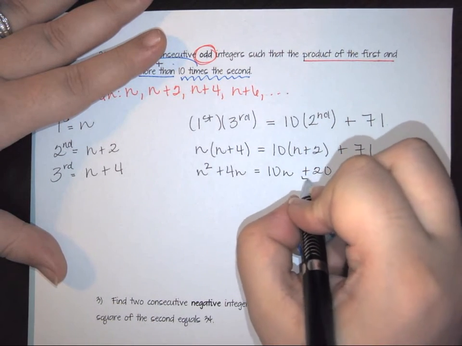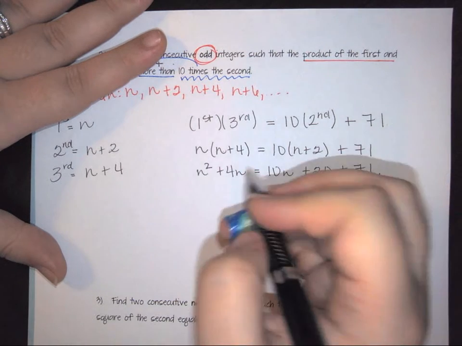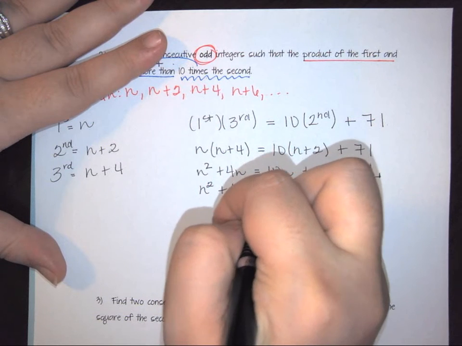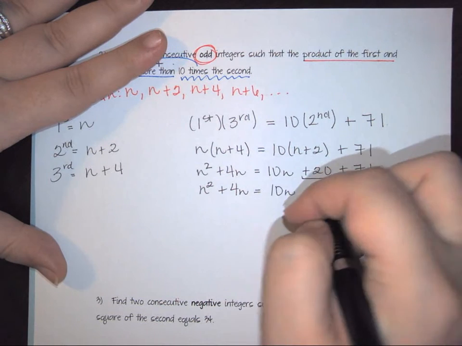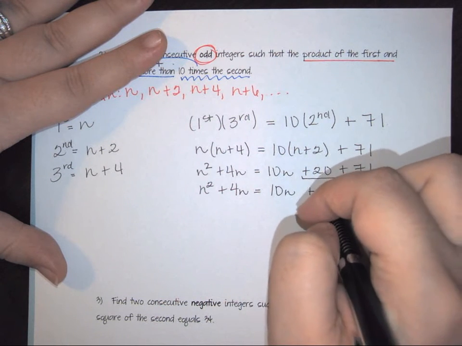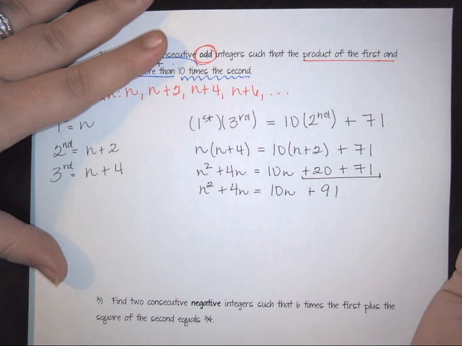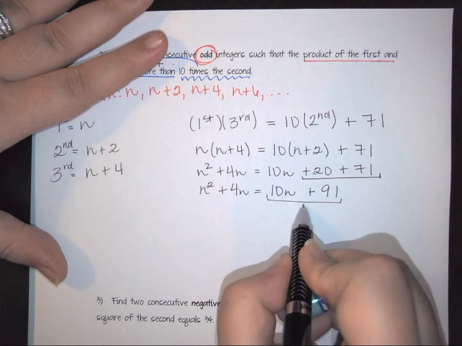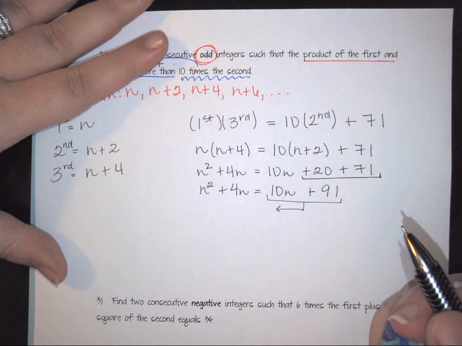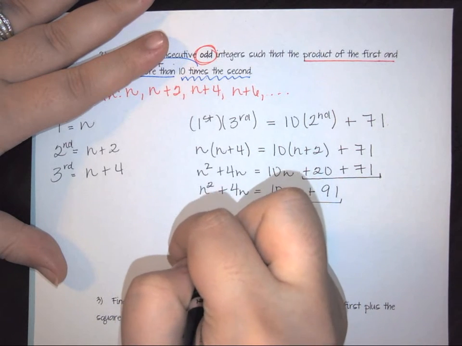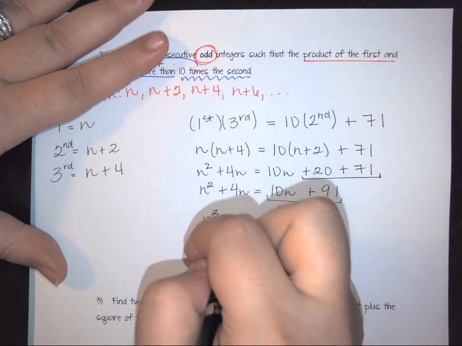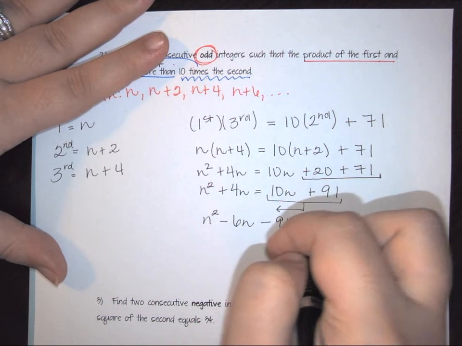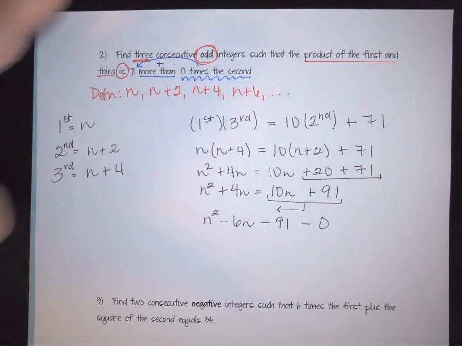These terms on this side can be combined. So I have n squared plus 4n is equal to my 10n plus 91. I need standard form, so everything on this side here is going to move the other direction. So I'm going to have n squared minus 6n minus 91 is equal to 0.